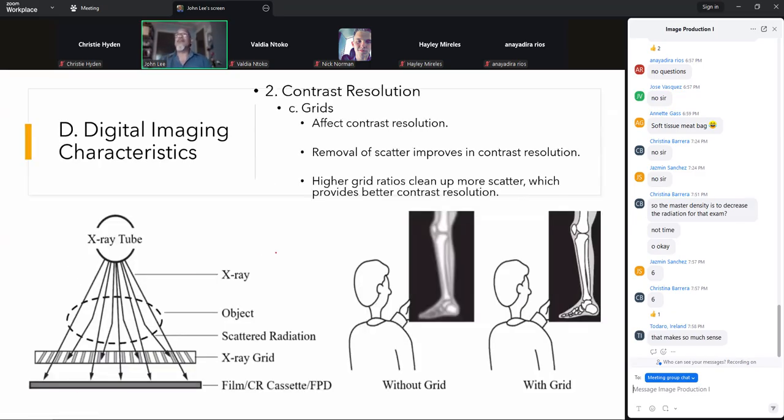Remember that your grids are going to affect contrast resolution by not allowing scatter to reach the image receptor, depositing energy into areas that don't correspond to the anatomy in that area. So we get rid of the fog. It clears up. It improves our contrast resolution. So grids decrease scatter from reaching the image receptor and increase image contrast.